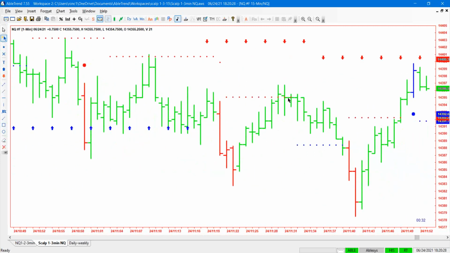Keep it simple. This hits the red dot, closes slightly under it, as does this one, as does this. And either one of those would be a winner because it clearly went down 5 points a couple of minutes later. So that's another $100, and that's how we use the scalp chart.